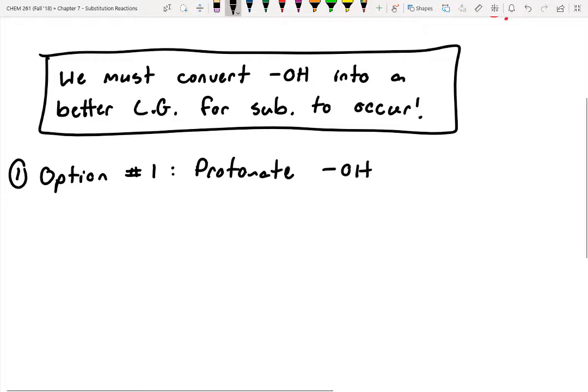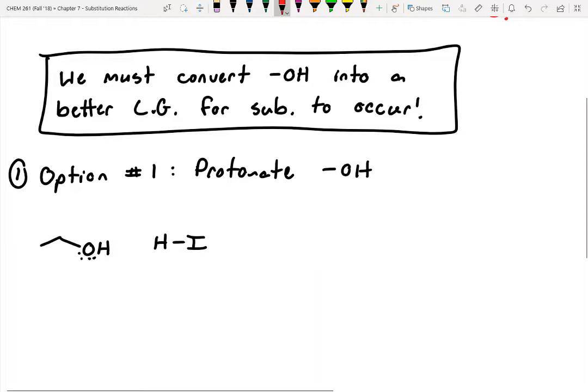All right, so I'll show you what I mean by this. In this reaction, instead of using sodium iodide, let's use hydroiodic acid. The fastest reaction in chemistry, bar none, is acid-base chemistry, not substitution.